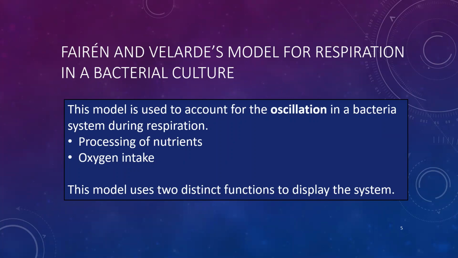Both the nutrient equation and the oxygen equation rely on each other, and this brings a type of oscillation in the system. As oxygen in the system increases, more nutrients can be broken down. At the same time, the more nutrient intake there is, the more oxygen is needed. Both of these cannot be too high or else the system would not work.